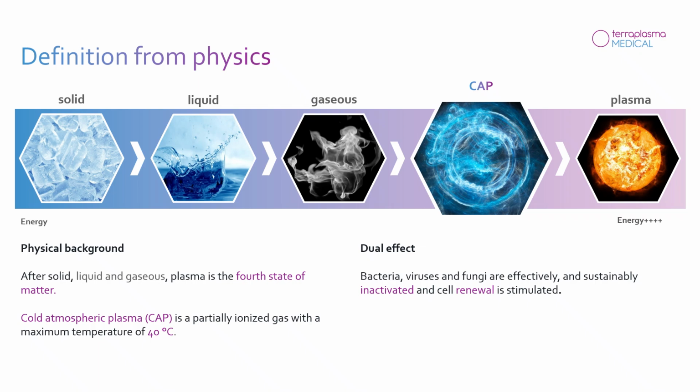Let's start with the physics. Matter has 4 states: solid, liquid, gaseous, and plasma. Plasma is the 4th state. Cold atmospheric plasma, or short form CAP, is a partially ionized gas. Its temperature stays low with a maximum of 40 degrees Celsius. CAP has a so-called dual effect. It works locally with high energy and it inactivates bacteria, virus and fungi, effectively and sustainably. At the same time, it stimulates the cell renewal.